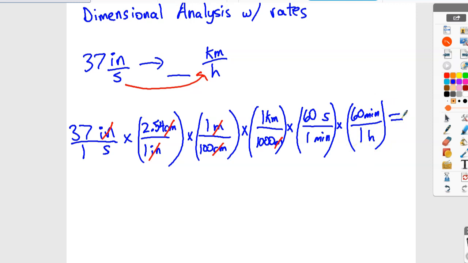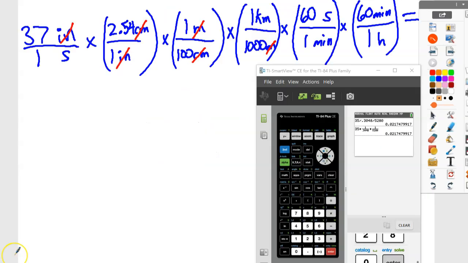Now, this is a good example also for how to type it in the calculator because there's some numbers in the numerator and some numbers in the denominator instead of a bunch of ones all in the denominator or the numerator. Now I need to type it in the calculator. So I would start with 37 times 2.54 divided by 100. I did that because 2.54 was in this one, and the very next one it was divided by 100. The very next one is divided by 1,000, so I'm just going to hit divided by 1,000. The next one is 60, so times 60. And then the next one is another 60.